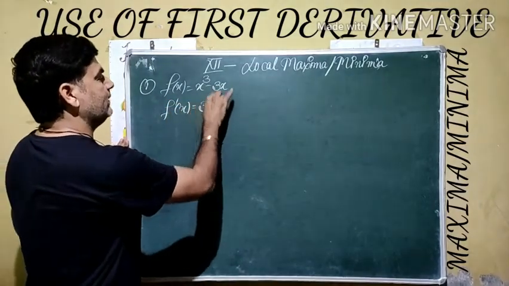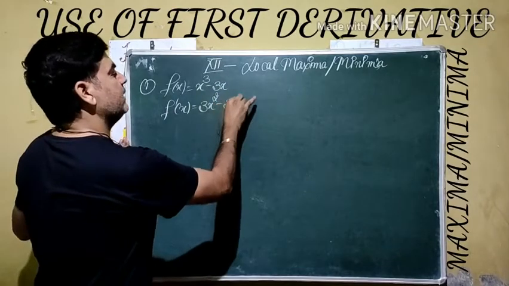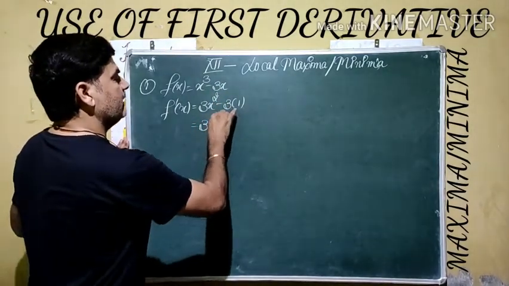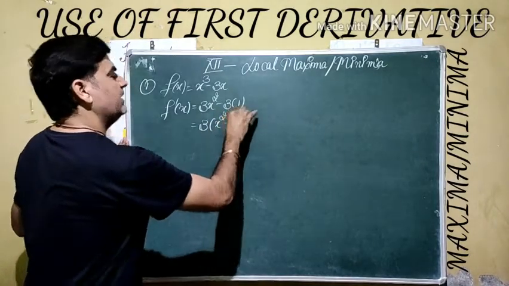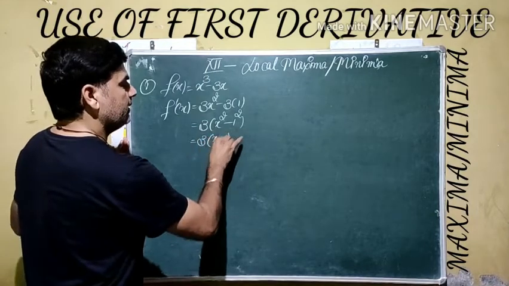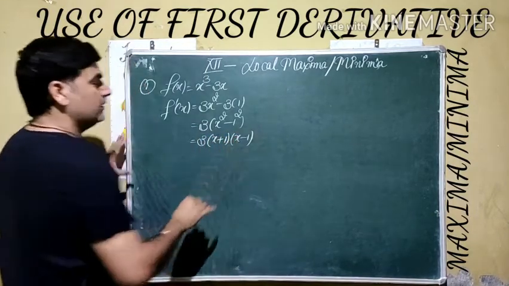By the power rule, we get the derivative of the function like this. If we see here, 3 is common, we get x square minus 1. And 1 can be written as square of 1. So we can apply here the identity a square minus b square equals (a plus b)(a minus b).